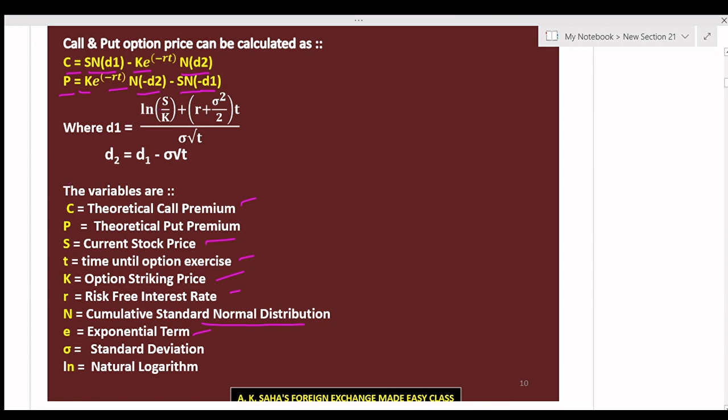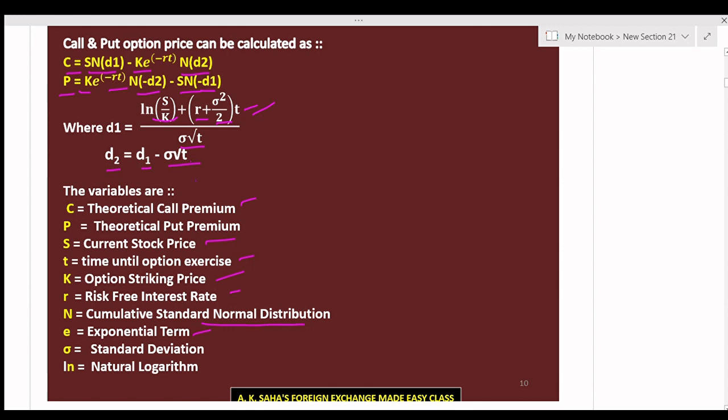Now, D1 is calculated from this formula: ln S by K, where ln is natural log, S is stock price, and K is strike price, plus R plus sigma square by 2, where R is the rate of interest and sigma is the volatility or standard deviation, into T, divided by sigma into root T. And D2 is D1 minus sigma into root T.